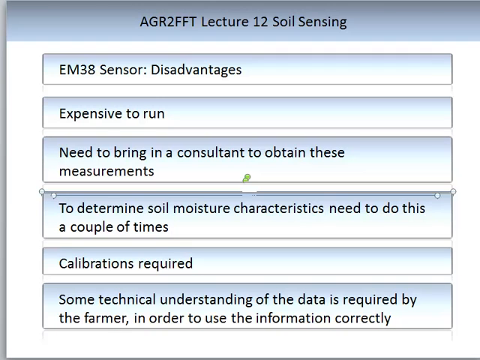There are some disadvantages of using EM38 sensors. They are expensive to run. You need to bring in a consultant typically to obtain these measurements. To determine soil moisture characteristics, you need to do this several times. You need to ensure that the calibrations for the instrumentation are up to date, and most importantly, some technical understanding of the data is required by the farmer in order to use the information correctly.